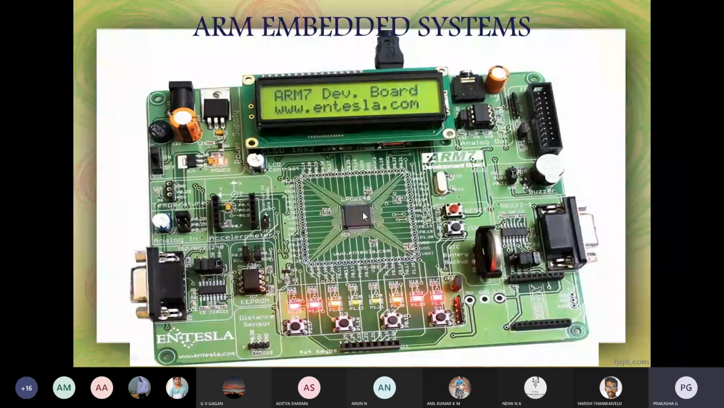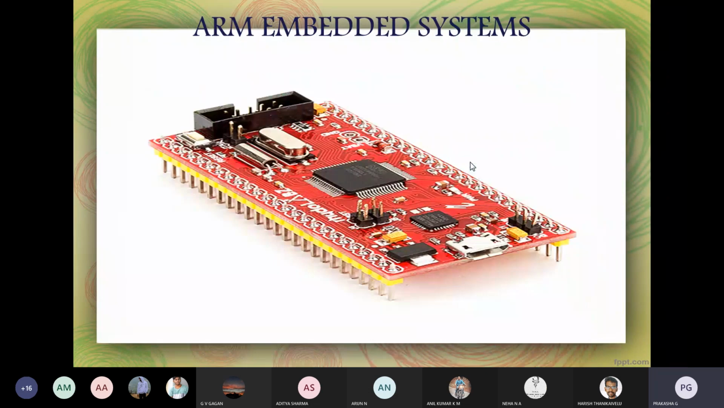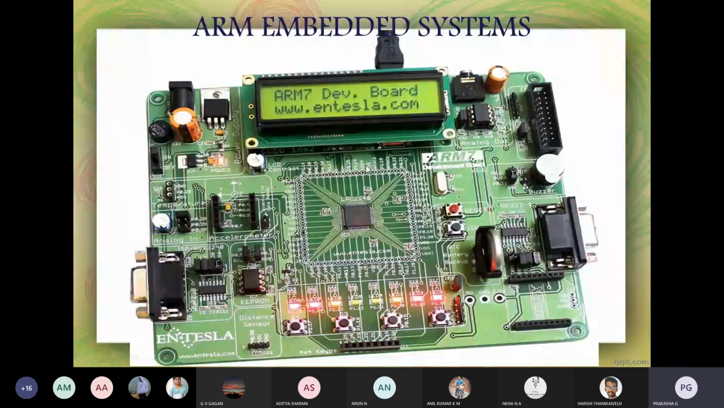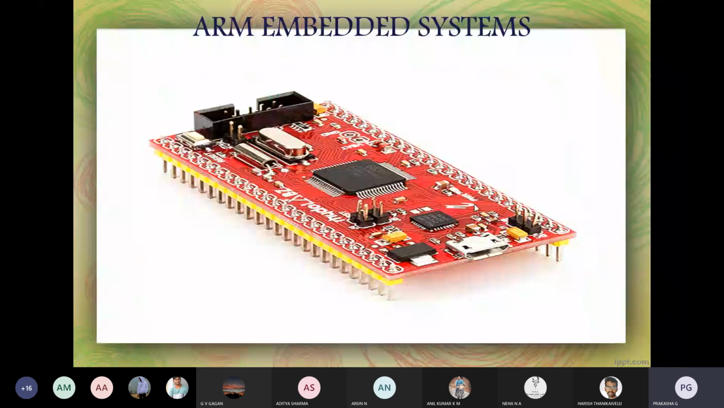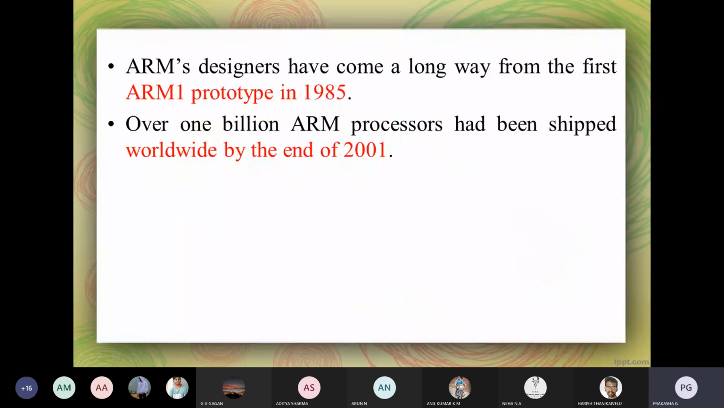Here at the center, we have the LPC2148, and this is the entire system which uses ARM7. This is one more NXP device. A lot of different gadgets are using your ARM processor. ARM's designers have come a long way from the first ARM1 prototype in 1985.